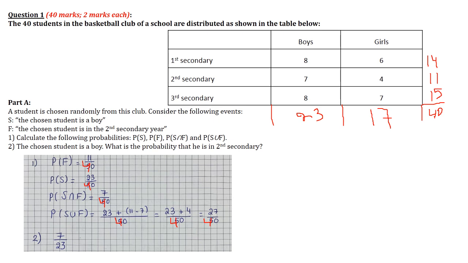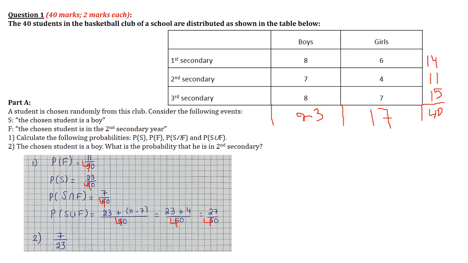Now S union F, so it's a boy or in the second secondary year. So the total of the boys is 23, and the total of the second secondary is 11, but I have to exclude 7 from one of the two sums because it's repeated. So it's 23 plus 11 minus 7. I distribute 11 as 7 and 4, and I need only the 4. So it's 23 plus 4 over 40.